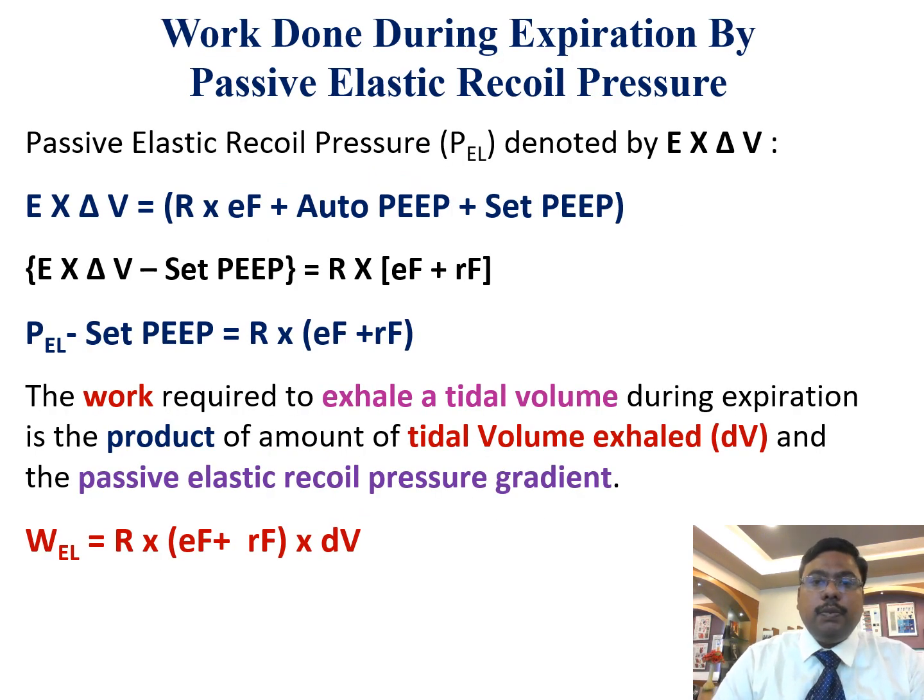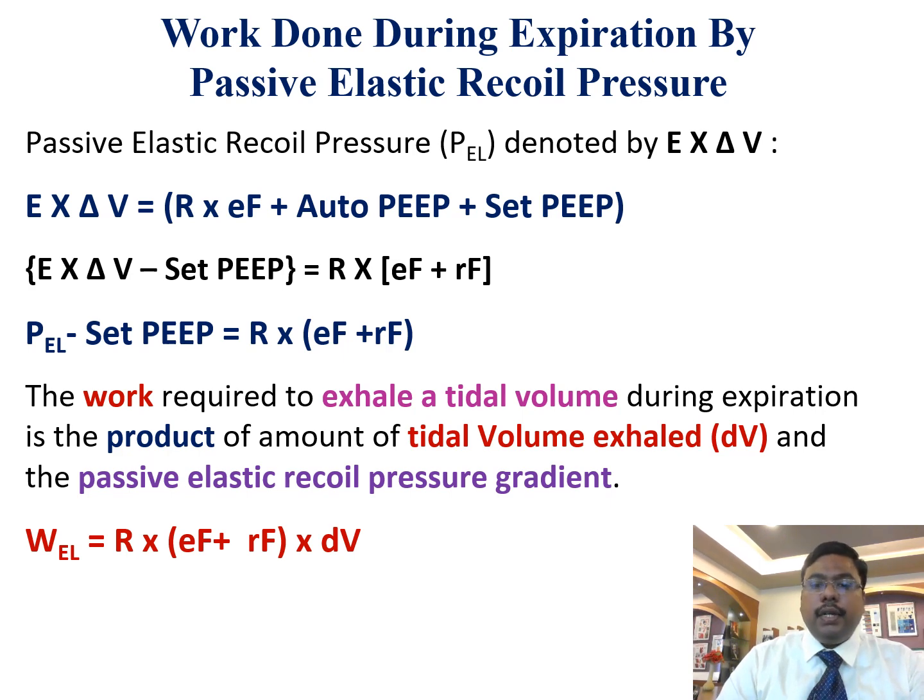So work done is increased in the presence of auto PEEP, generated by the product of residual flow and resistance. Work done during expiration by passive elastic recoil pressure. Passive elastic recoil pressure, denoted by elastance times delta V, is equal to resistance times expiratory flow plus auto PEEP plus PEEP. If you rearrange, we get the relation: elastic pressure minus PEEP is equal to resistance times the bracket expiratory flow plus residual flow.